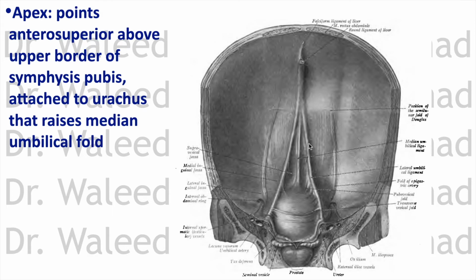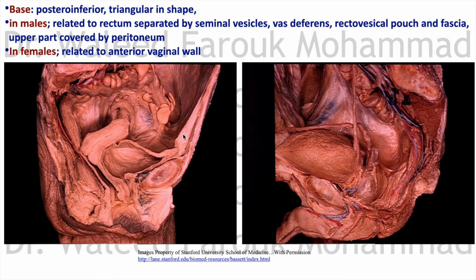The apex points antero-superior above the upper border of the symphysis pubis, and it's connected to the urachus that goes to the umbilicus, raising the median umbilical fold, as we studied in the anterior abdominal wall from the inside. The base is posterior inferior. This is the base we're talking about, posterior inferior, triangular in shape. And in males, it's related to the rectum, separated by the seminal vesicles. You can see the seminal vesicles here, the vas deferens here, and the rectovesical pouch we talked about in peritoneum.